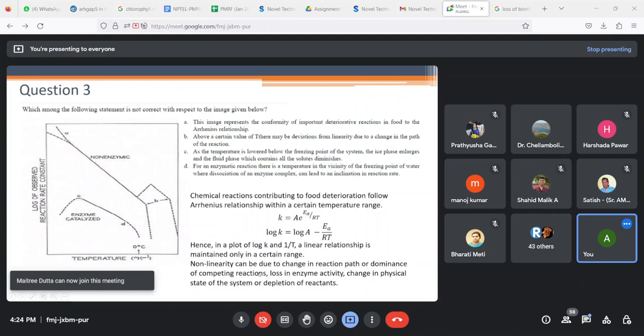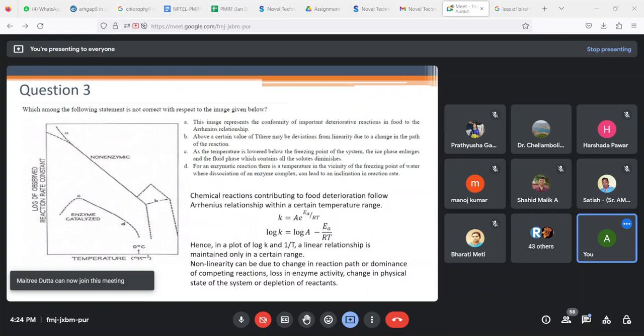This non-linearity could be because of change in reaction path. That is, when there are multiple reactions happening, suddenly there will be some other reaction that is dominating, some other deteriorative reaction that is dominating at a certain temperature. So now your reaction path changes. That could be one of the reasons.